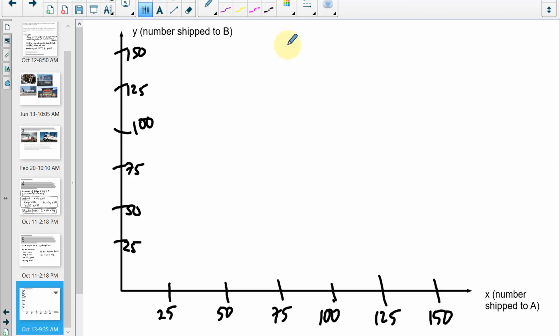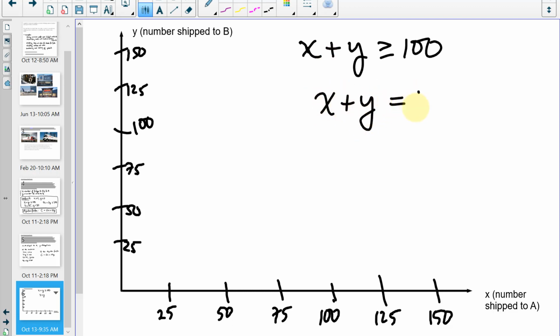But with those constraints, if I take the first constraint, x plus y is greater than or equal to 100, in order to graph the constraint, what you'll need to do is actually find the boundary of the constraint first. The boundary is when you just take the equality, just make it an equal. That forms the boundary of the constraint. Graph the boundary and then shade one side of the boundary.